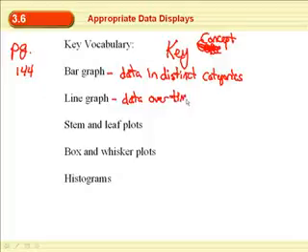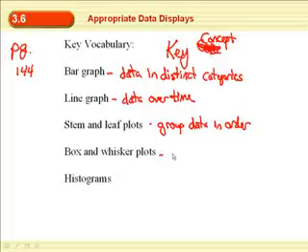Line graph displays data over time. If you are keeping track of how much a plant grows for your science fair project over the course of a month, every day you would maybe plot that in a line graph. A stem and leaf plot is when you need to group data in order. Remember, we made those ordered stem and leaf plots.